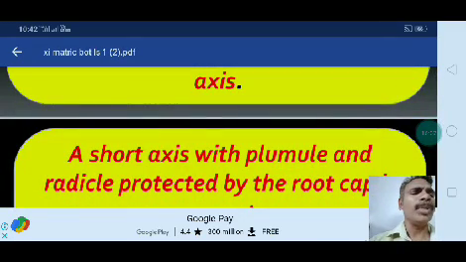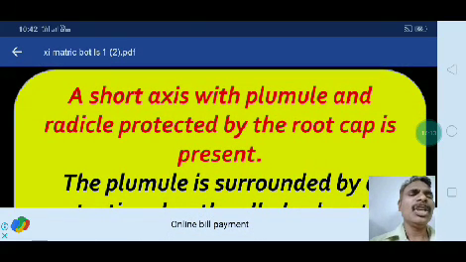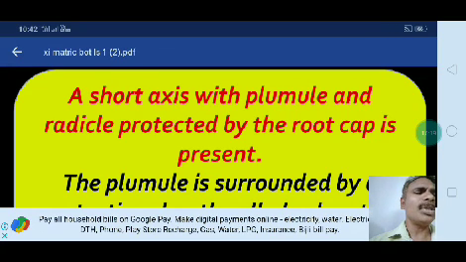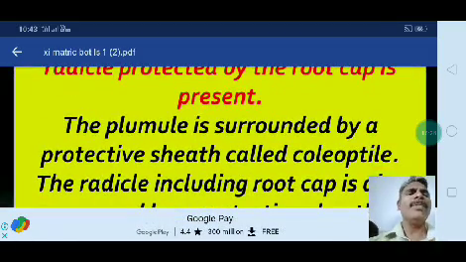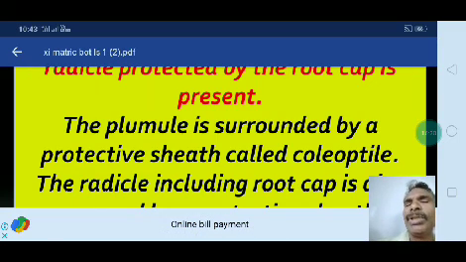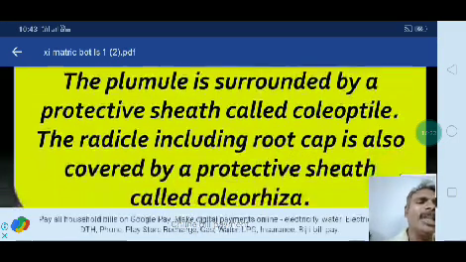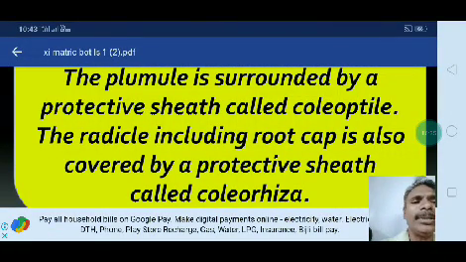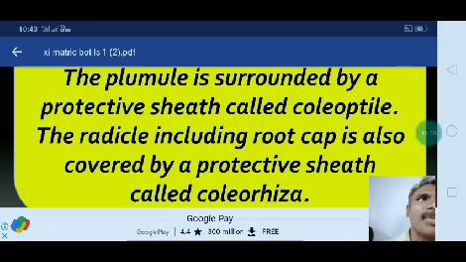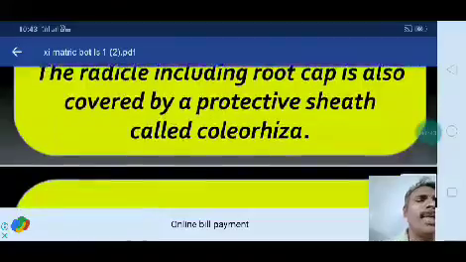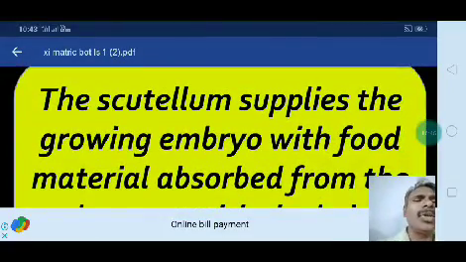There is a short axis with the plumule and radicle protected by the root cap. It is very important that the root cap is present in all plants. The plumule is surrounded by a protective sheath called the coleoptile. The radicle including the root cap is also covered by a protective sheath called the coleorhiza. Rhiza means nothing but root. Coleorhiza and coleoptile.